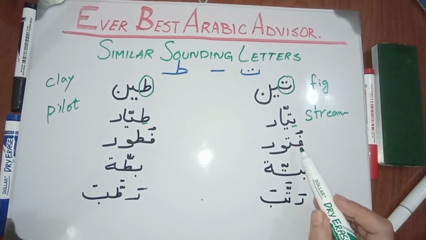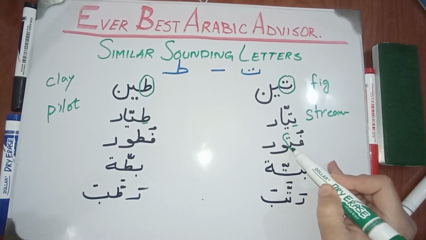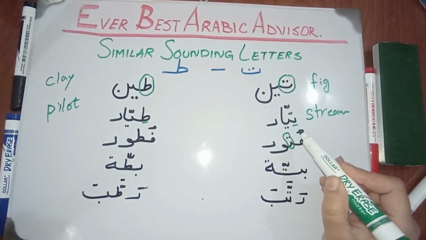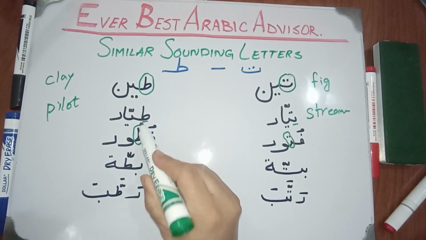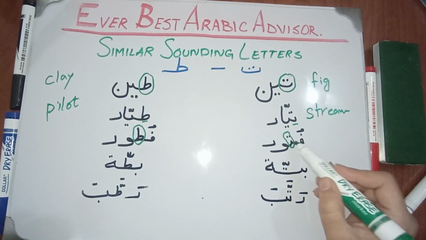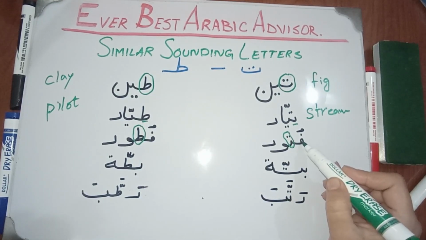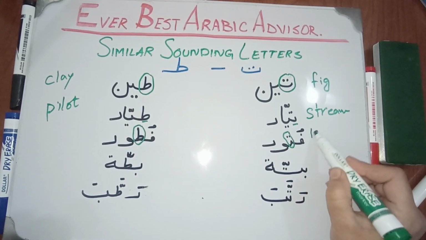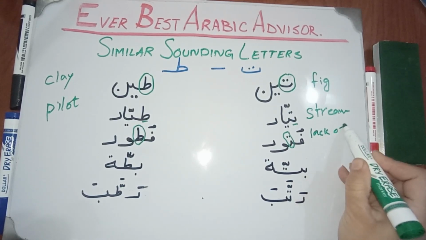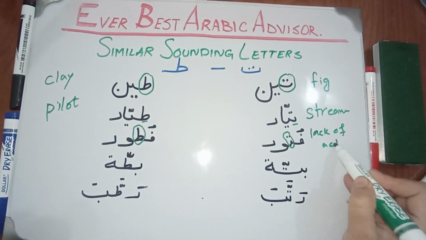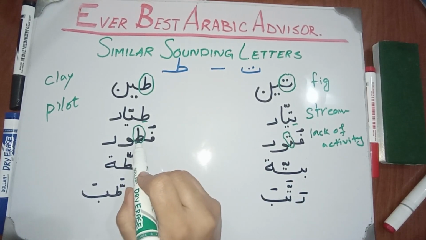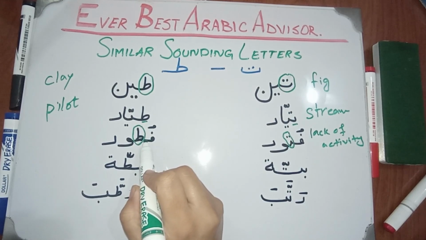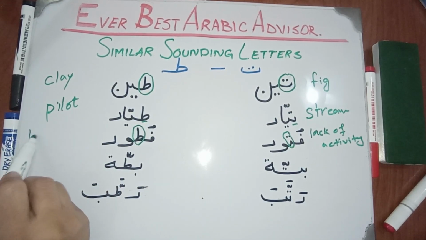The third word, the central letter is ta, and here it is ta. But with this ta it is futur, and it means lack of activity. And with the central letter ta it's futur, it's breakfast.